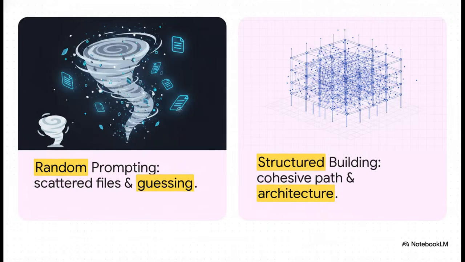To put it simply, random prompting creates disconnected outputs, while structured product building creates a path. Let's look at it side by side. Random prompting is kind of like having an army of highly caffeinated robotic bricklayers, but absolutely no blueprint. You end up with a graveyard of scattered files, you're constantly guessing what prompt to write next, and none of the pieces actually talk to each other. Structured building, on the other hand, gives you that blueprint. It creates a cohesive, logical path forward. You get real architecture and actual launch readiness. It's the difference between a messy pile of bricks and a fully designed, weatherproof house.